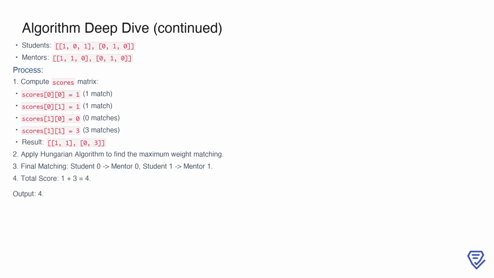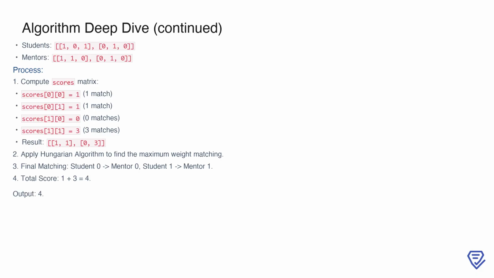Consider two students with answers 1, 0, 1, 0, 1, 0, and two mentors with answers 1, 1, 0, 0, 1, 0. First, we compute the compatibility scores for all pairs. For student 0 and mentor 0, the score is 1 because their arrays match at only one index. For student 0 and mentor 1, the score is also 1. For student 1 and mentor 0, there are no matches, so the score is 0. For student 1 and mentor 1, all three indices match, giving a score of 3. This results in the scores matrix 1, 1, 0, 3.